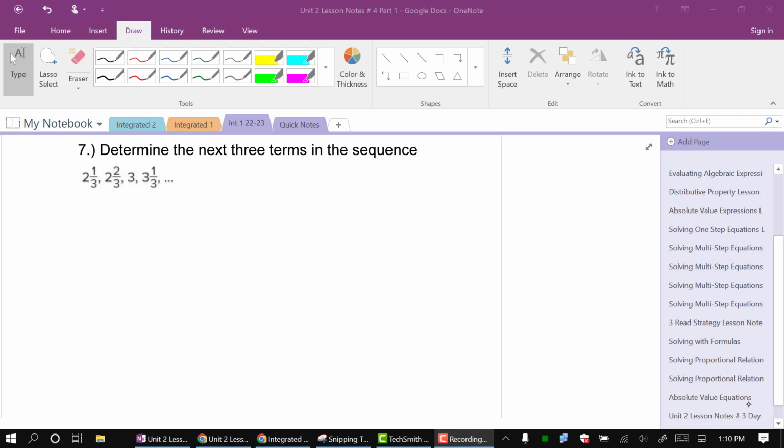Welcome back. We're going to continue on with our lesson. So we want to determine the next three terms in the sequence. So when we started working on this, we started with finding the difference between terms.